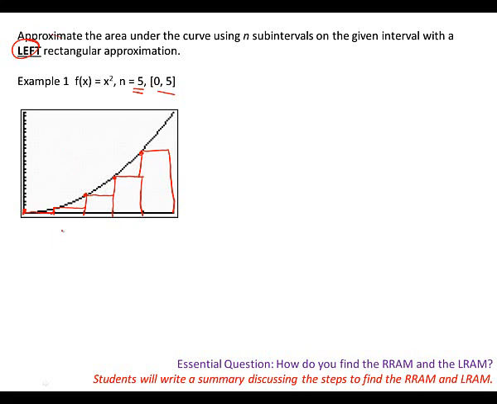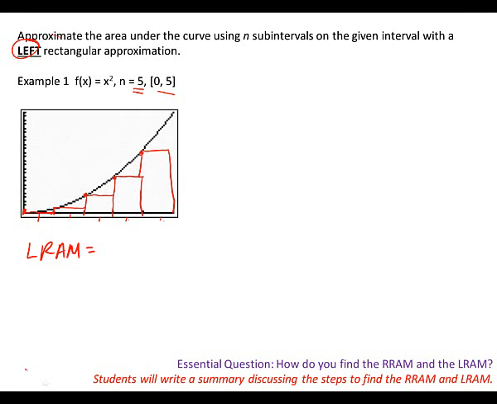Now what we're going to do is calculate the area of each one of those rectangles and add them up. And that's going to be our estimate for the area under that curve. This is a left approximation, so I would probably label it LRAM, for left rectangular approximation method. All right, so looking at this first rectangle, what is the base length on each one of these rectangles? 1, right? Each one of those has a base length of 1.